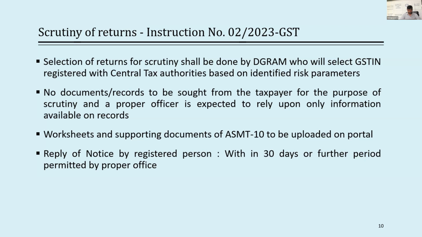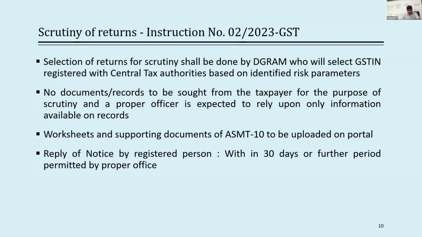If you get any ASMT 10 merely asking for data, saying that you have availed ITC of this much, but we don't know what it is, as a general notice, then you have to tell them under Section 61 that documents cannot be asked for or clarifications with respect to the documents cannot be sought. Only when there is any discrepancy, then only ASMT 10 needs to be issued.